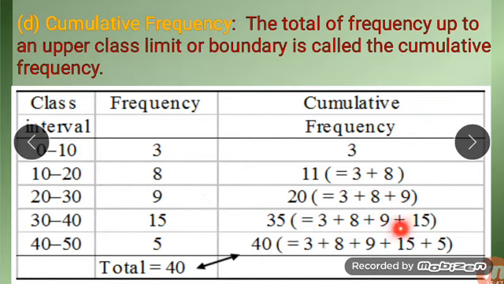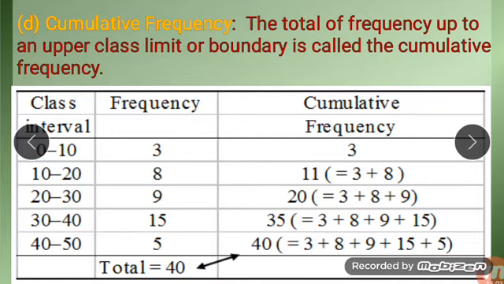And then 3 plus 8 plus 9 plus 15 will be 35, and so on. So the total of the frequencies will, at the end, be equal to the cumulative frequency. Now let's see what the use of this cumulative frequency is.